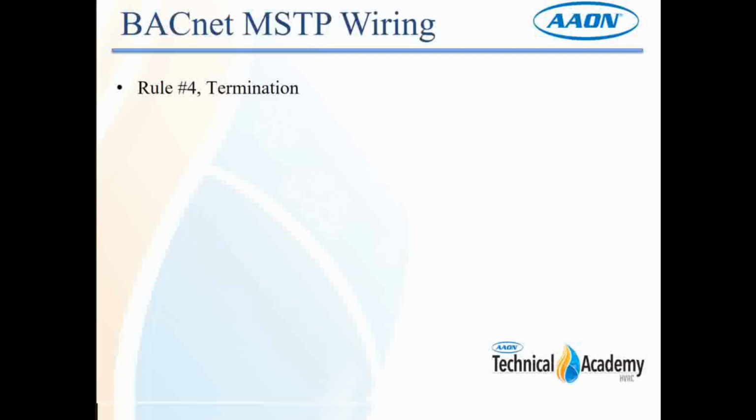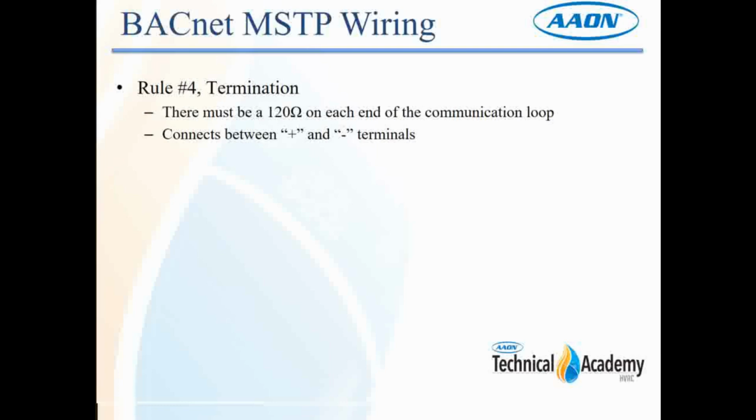The fourth rule is termination. There must be a 120 ohm resistor on each end of the communications loop, and it needs to be at the very first controller and the very last controller. This is going to connect between the positive and negative terminals. It's just going to go right across them. So in your first board, you're going to take a 120 ohm resistor and put it across plus and minus, and then on your last board you're going to connect it between plus and minus.